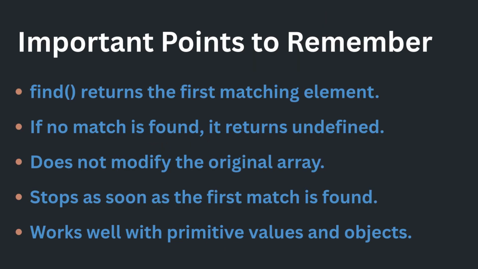Before we wrap up, here are the key points to remember about the find method. It returns the first matching element it finds in the array. If no match is found, it returns undefined. The method does not modify the original array. It stops iterating once it finds the first match, making it efficient for large arrays. It works with both primitive values and objects in the array.